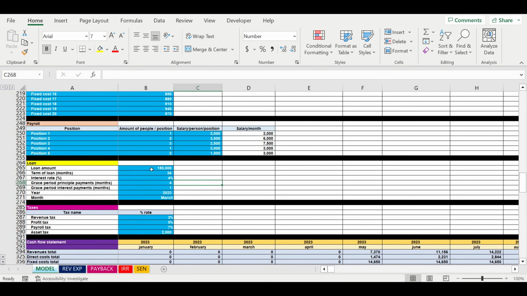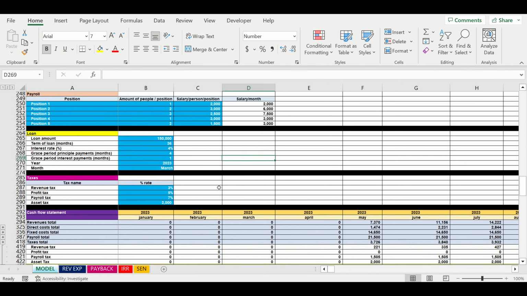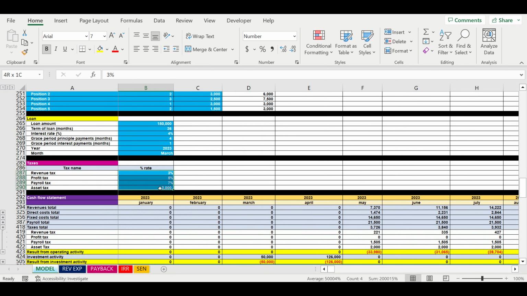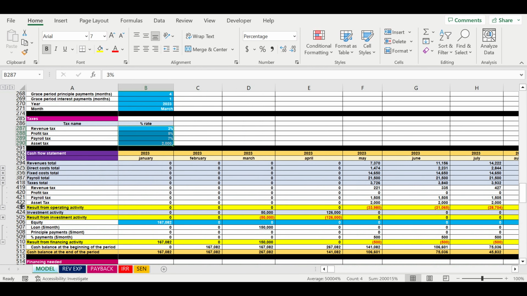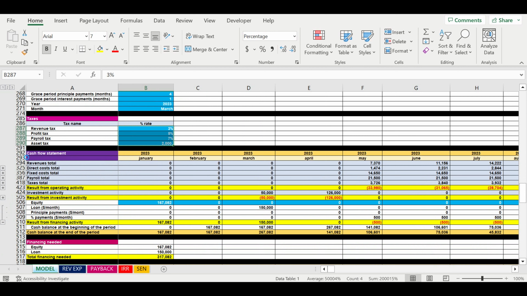Then we specify the amount of loan, if we do have any. So what is the amount of loan, what is the term of the loan in months, what is the interest rate, if we have some grace period for principal payments or grace period for interest payments, we can specify it here. Also, we specify when we take this loan, year and month. Then we specify the tax rates, and then all this story moves to the cash flow statement.